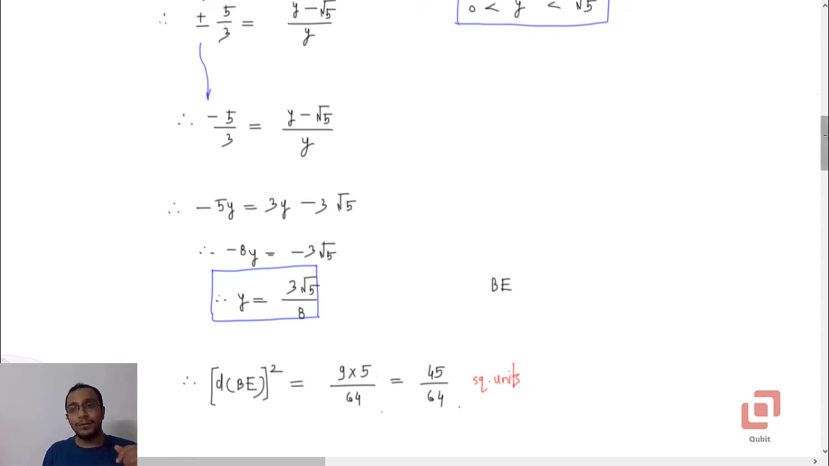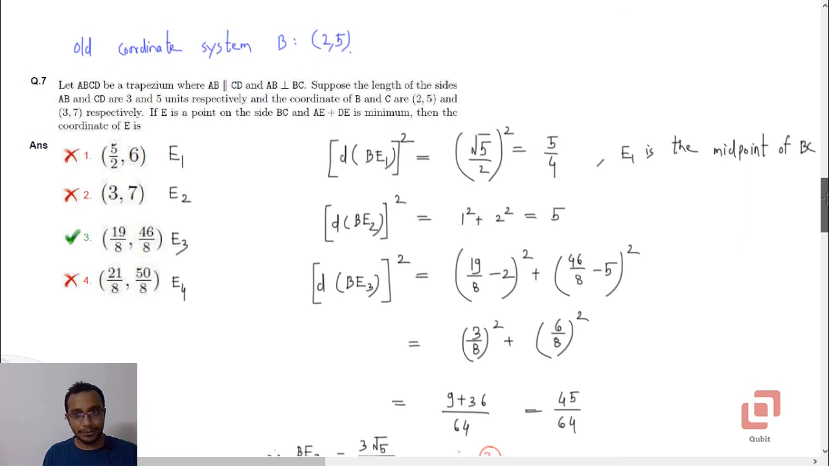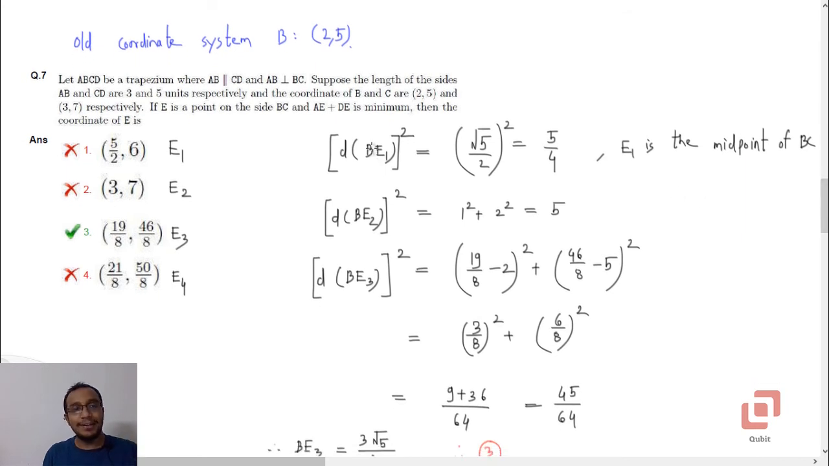Now what we will do is go back to the options and try to find the distance between point B and these 4 points. I have called them E1, E2, E3 and E4 according to the options. If I compute the distance between points B and E1, basically I have calculated the square. It turns out that this distance is 5 by 4, or the square of it, and hence because it is root 5 by 2 squared, E1 also happens to be the midpoint of BC. You can check it by the midpoint formula.